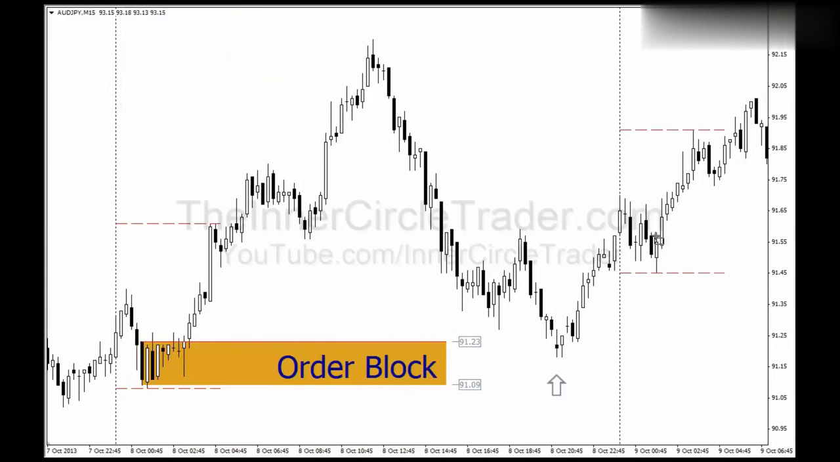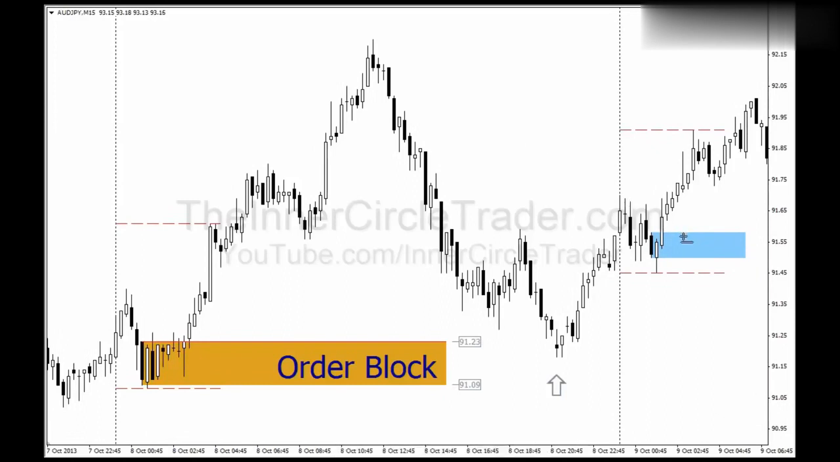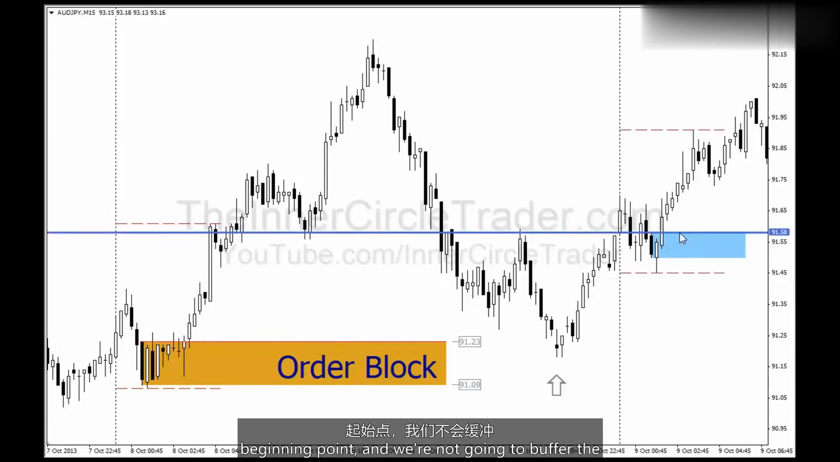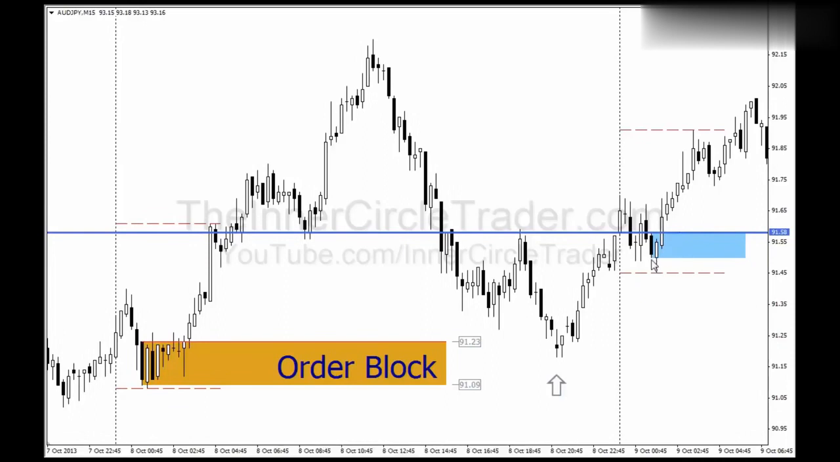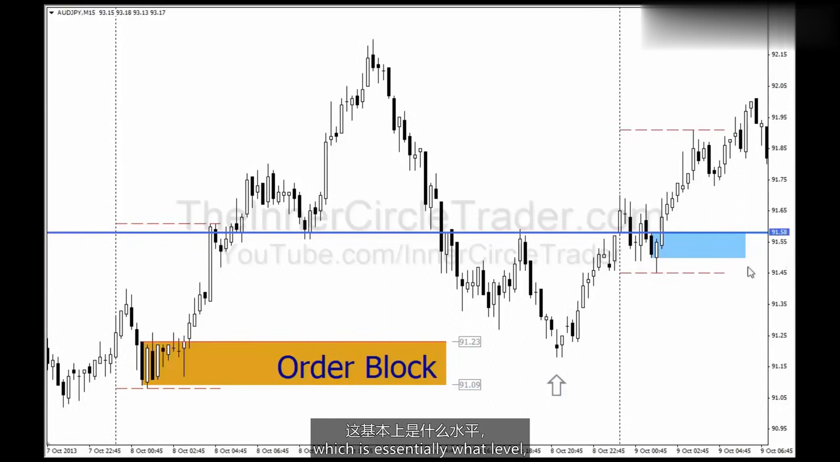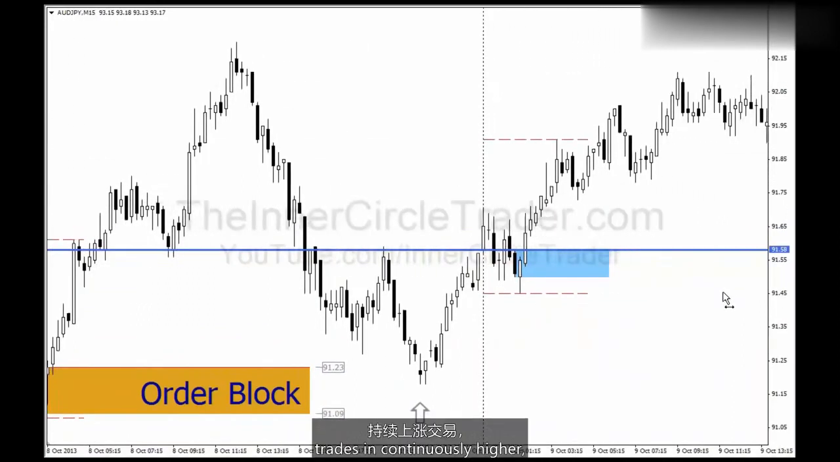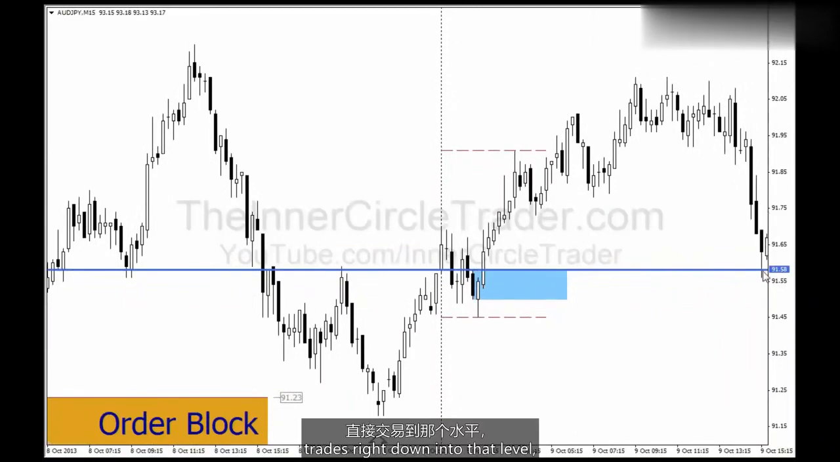and we're going to reference this little segment in price, and we're going to use the high end of it as our beginning point. We're not going to buffer the lower end, but we're going to be very sensitive to that 91.58, which is essentially what level, guys? 91.60. So again, price maneuvers around a little bit, trades continuously higher, trades right down into that level. See that? Slams right down into that.